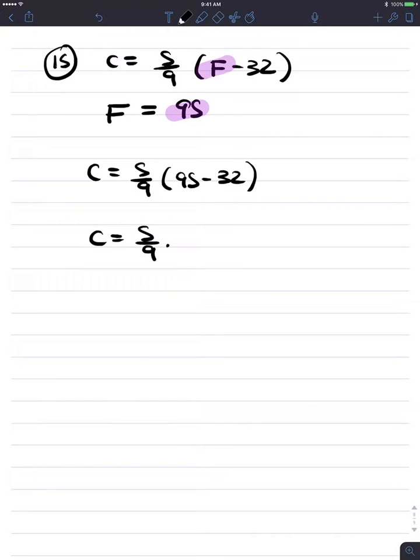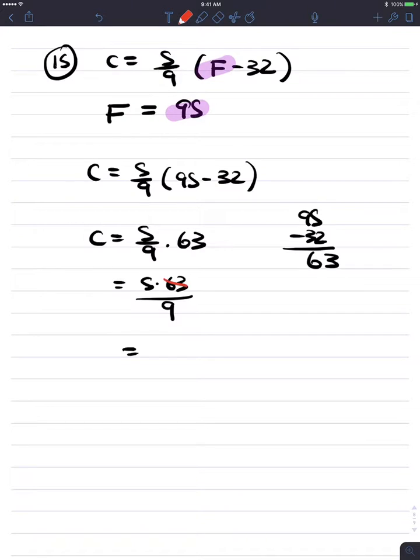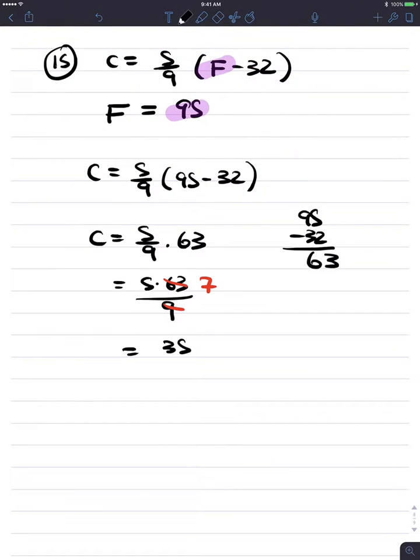Celsius is 5/9 times 95 minus 32, which is 63. I'm going to multiply 5 with 63 and divide by 9. We're going to notice that 63 is divisible by 9 7 times. So we get 5 times 7, which is 35. Our Celsius is 35 degrees.